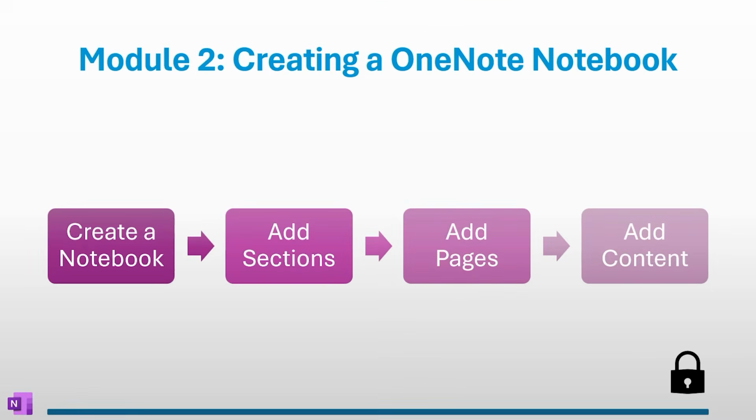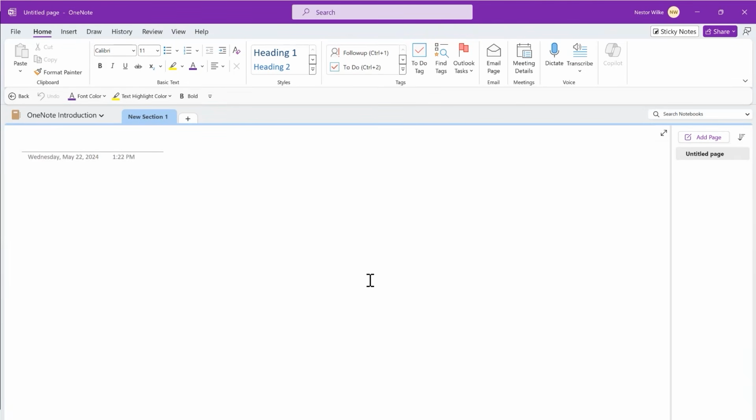Now that we've seen what OneNote can do, we've taken a look at the environment, and we've customized it a little bit. The next thing for us to do is to actually create a notebook, add sections, add pages, and add content. I already did create a notebook, so I'll skip over to adding a section, adding pages to that section, and then we'll take a look at the different types of content that we can add as well. I'll go back to my OneNote, and here we go.